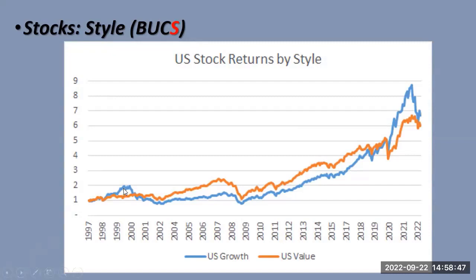Now, you look at what happened here. What's going on right here? Growth outperformed here. What is this? That's the .com. How did that end up?